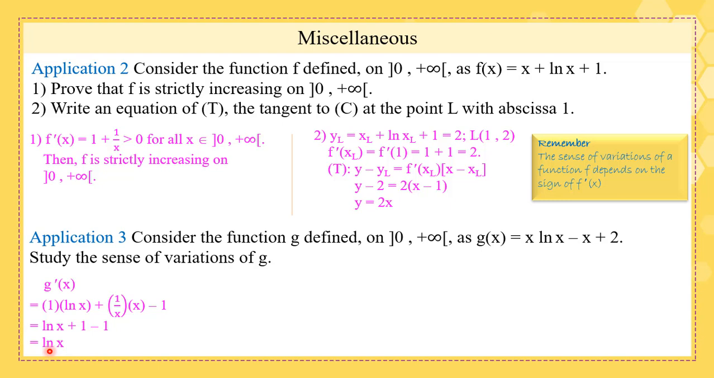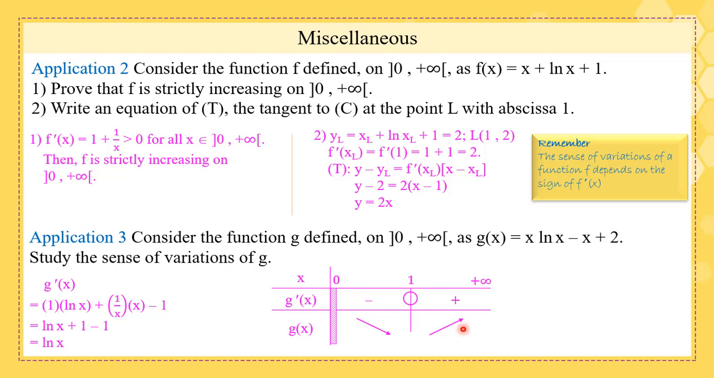Now we know that ln x is negative from 0 to 1, and it's positive from 1 to plus infinity, and it vanishes at 1. Now let's see this table. We begin by the domain of definition, which is 0 open, plus infinity, and as I said before, g prime of x vanishes at 1. From 0 to 1, g prime is negative, and from 1 to plus infinity, g prime is positive. Negative means that g is strictly decreasing, and positive means that g is strictly increasing.